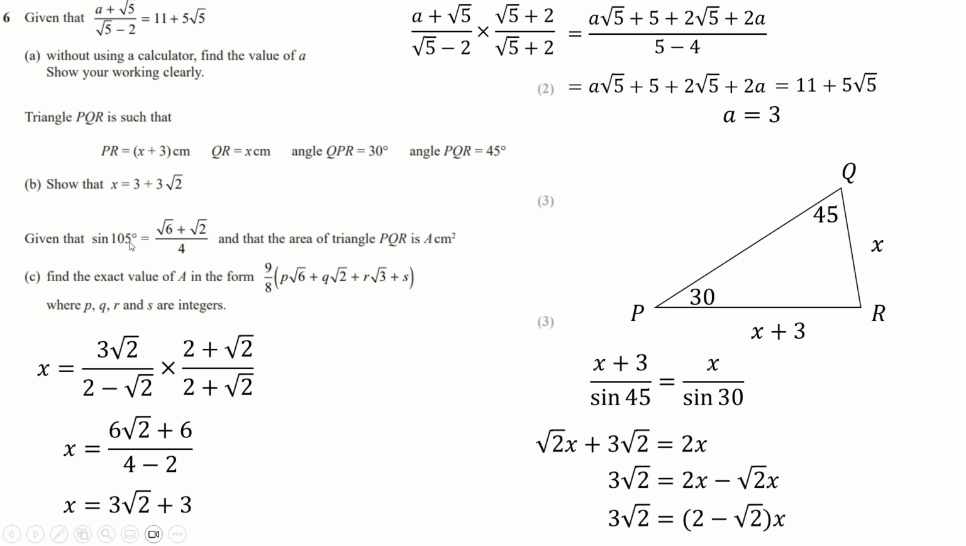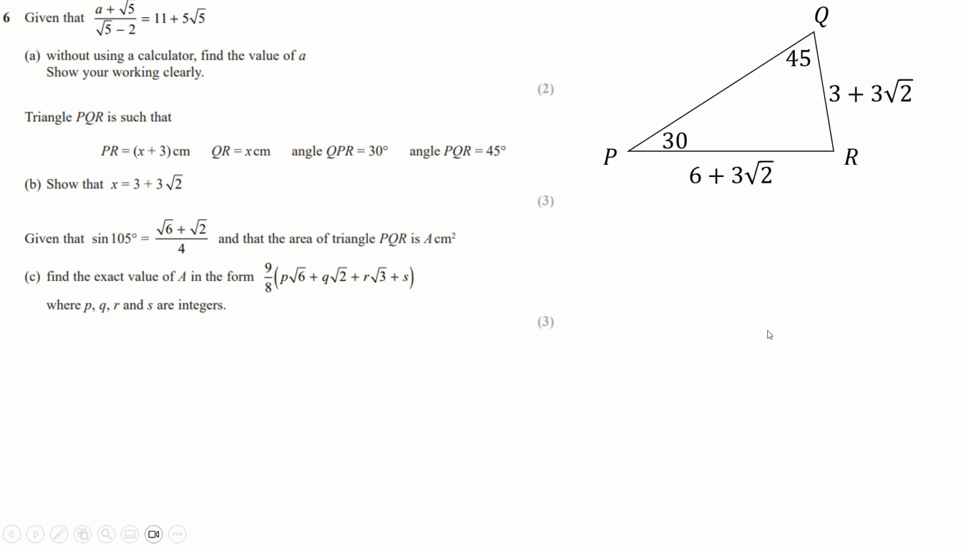Given that sine 105 is this, and the area is A, show area can be written as this. So we can just plug in this value for x into here now. So we get this, I think.